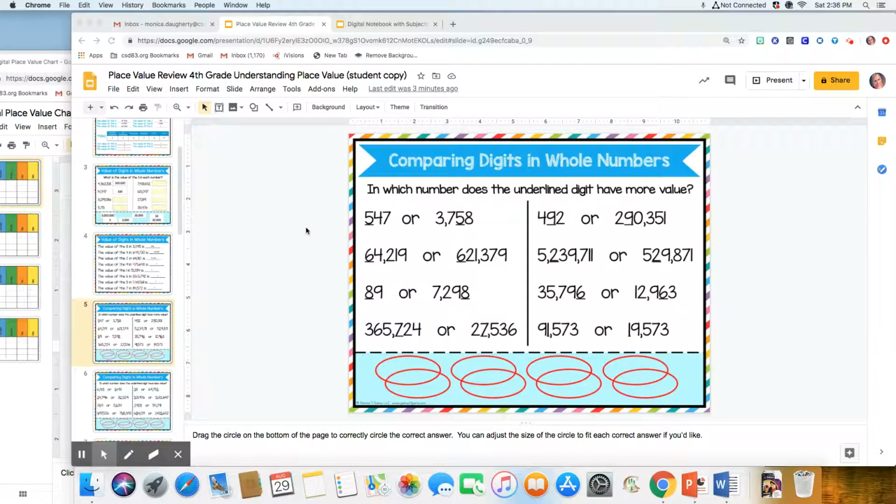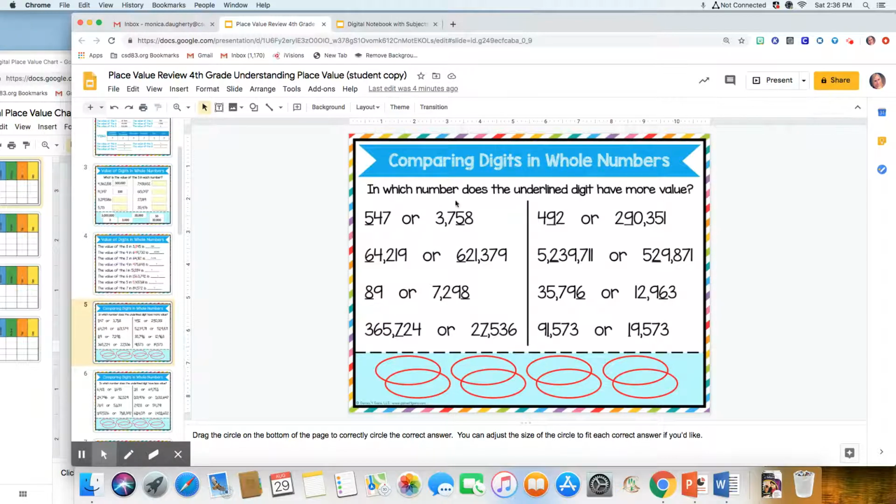Guys, continuing with our place value review, I'm in the assignment titled Place Value Review in your Google Classroom, and today I'm on slide 5. This time we are comparing digits in whole numbers, and if you can't remember what this fancy word comparing is, think of the hungry gator that I mentioned in our lesson. The hungry gator likes to eat the big number.